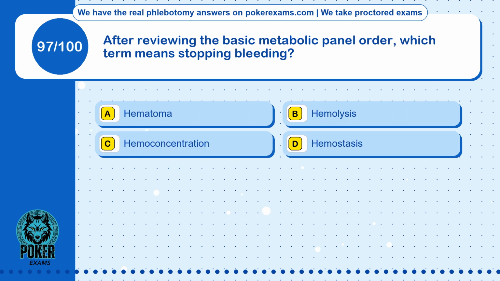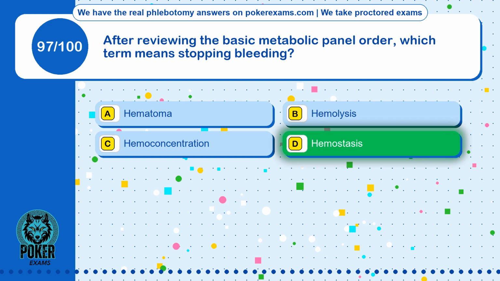Question 97. After reviewing the basic metabolic panel order, which term means stopping bleeding? Option A. Hematoma. Option B. Hemolysis. Option C. Hemoconcentration. Option D. Hemostasis. The correct answer is option D. Hemostasis.